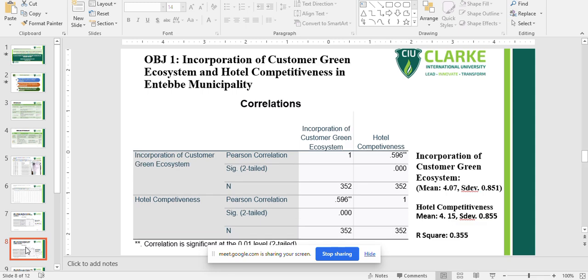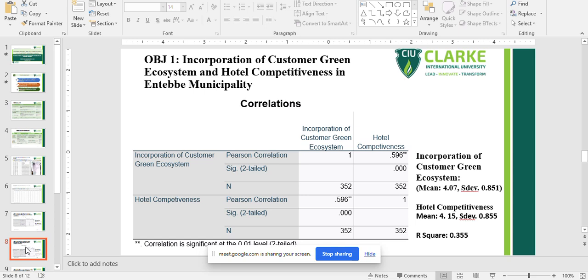And then on the other side, the second objective was to assess the incorporation of the green ecosystem and its influence on hotel competitiveness. A correlation of incorporation of the green ecosystem versus hotel competitiveness in Entebbe municipality was run.